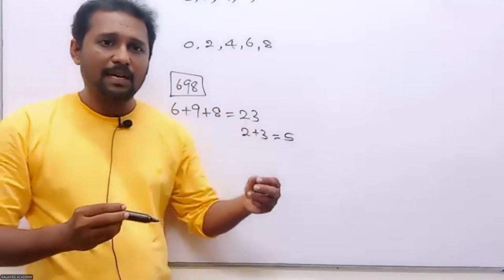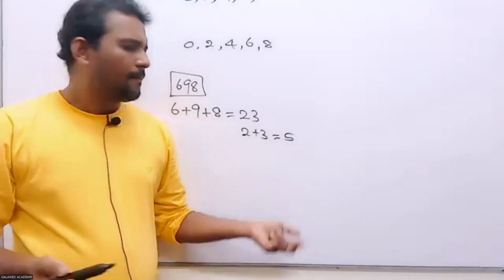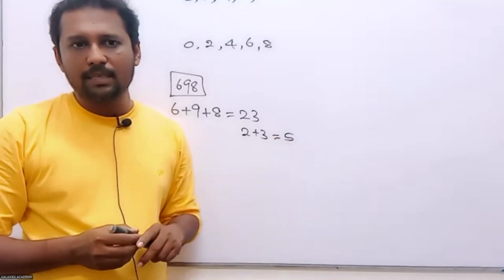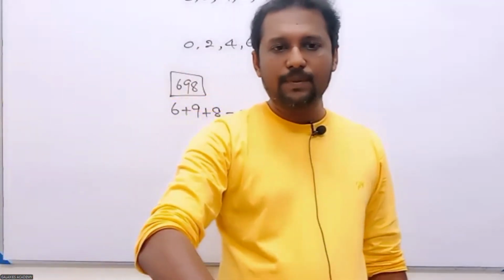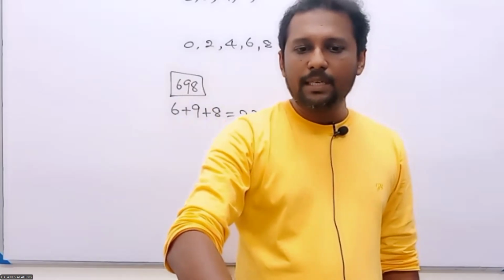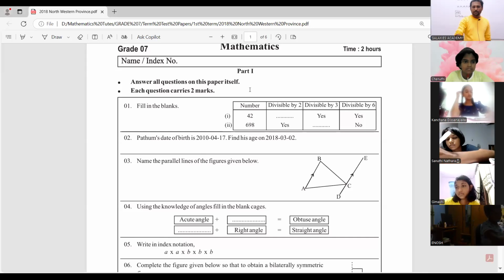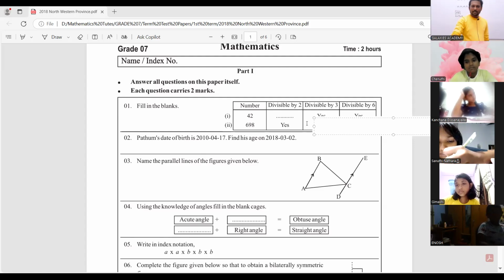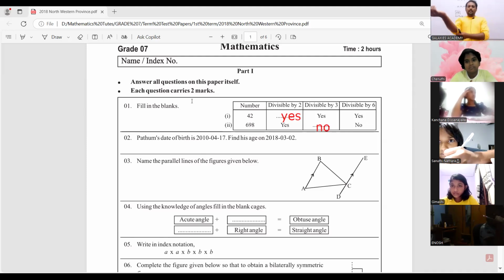Now what can you say about 698? Is it divisible by 3 or not? It is not divisible by 3. Why? The digital root is 5, and 5 is not divisible by 3. So the second blank answer of the first question should be no. The first blank answer is yes, the second blank, no. Right, they are the answers for the first question.